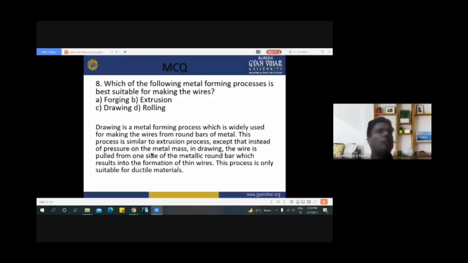Overall, we covered three types of metal forming process: the extrusion process, the forging process, and the drawing process. We have seen the advantages, disadvantages, limitations, and applications of these three processes. And on the basis of this class, we solved eight multiple choice questions, which are generally asked in the interview section.